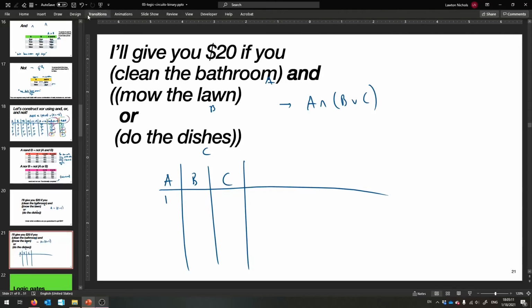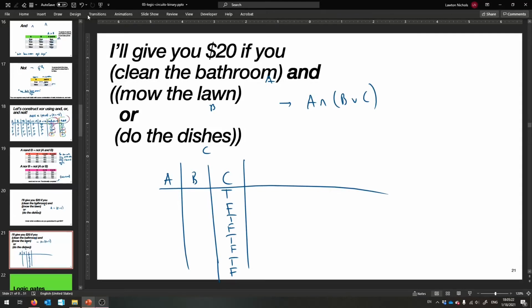So I'll just do it like this. True, false, true, false, true, false. There's a standard order of these things. As long as you do all of them, it doesn't really matter. True, true, false, false, and true, true, true, true, false, false, false, false. Okay, so that's all the possibilities that A, B, and C can be at the same time.